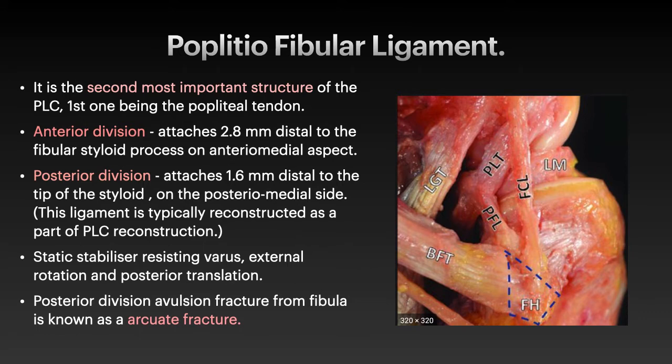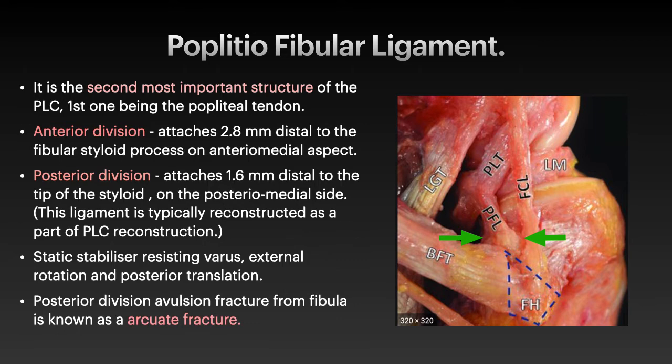The popliteofibular ligament. It is the second most important structure of the PLC, the first one being the popliteus tendon. It starts from the muscle tendon junction of the popliteus tendon and attaches to the fibula head in two divisions. The anterior division attaches 2.8 mm distal to the fibular styloid on the anterior-medial aspect, whereas the posterior division attaches 1.6 mm distal to the tip of the styloid on the posterior-medial side. The posterior division is the one which we commonly reconstruct during our PLC reconstructions.